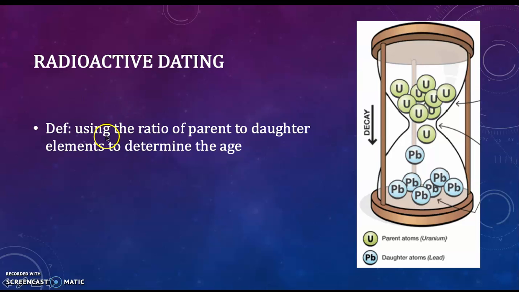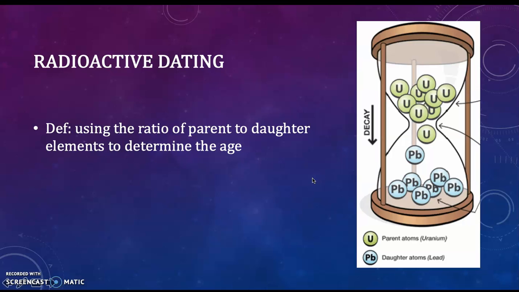Radioactive dating is the use of the ratio of the parent to daughter elements to determine the age of a sample. Think of it like this. If we were watching a big sample of uranium decay into lead, if we know how many lead and uranium atoms there are, we can figure out where in this process it is. If there's only a few uranium left, we know a lot of time has passed. If there are only a few lead atoms, then we know only a little time has passed.